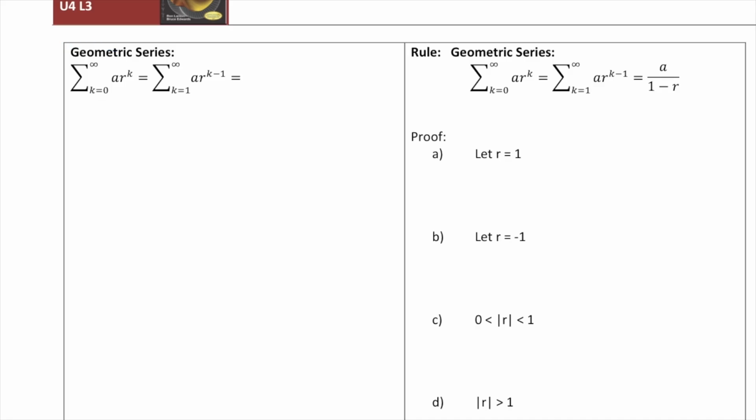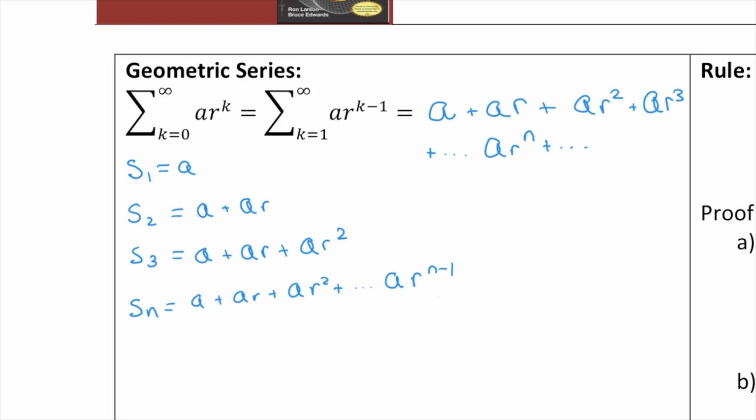Now, take the time to write out 3 or 4 partial sums so that we can find S sub n. So first, did you recognize S1 is equal to a, S2 is a plus a times r, S3, and then we have Sn. We're going to do a little bit of algebra now. Take r multiplied by S sub n, you will have a times r plus ar squared plus ar cubed, and then that goes all the way to ar to the nth power.